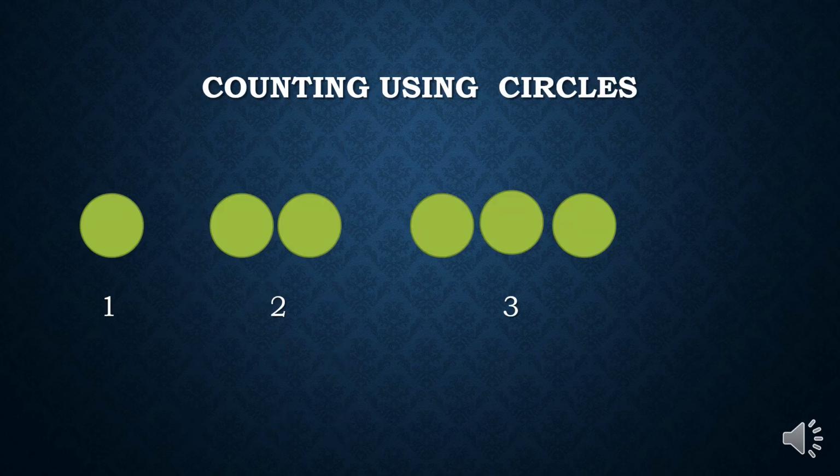Let us continue with counting using circles. Circle 1. 2 circles. 1 circle, 2 circles are equivalent to 2. 3 circles. 1, 2, 3 circles is equal to 3.